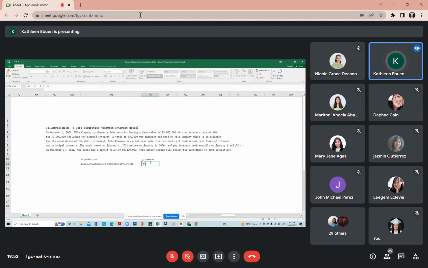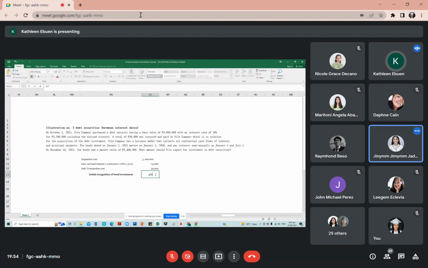This is 75,000. Ibabawas natin to, kasi hindi ito kasama sa acquisition, sa initial recognition. Then, add daw natin the transaction cost, total of 50,000. So, magkano ang initial recognition natin of debt investment, of bond investment? Magkano to?